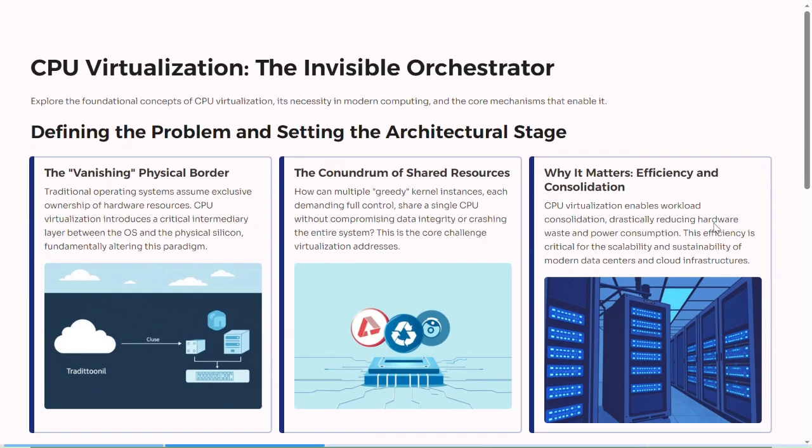So CPU virtualization, we can also call it the invisible orchestrator. Here we explore the foundational concepts of CPU virtualization, its necessity in modern computing and the core mechanism that enables it. There are three architectural stages. The first one is the vanishing physical border. The second one is the conundrum of shared resources, and the third one is why it matters: efficiency and consolidation.